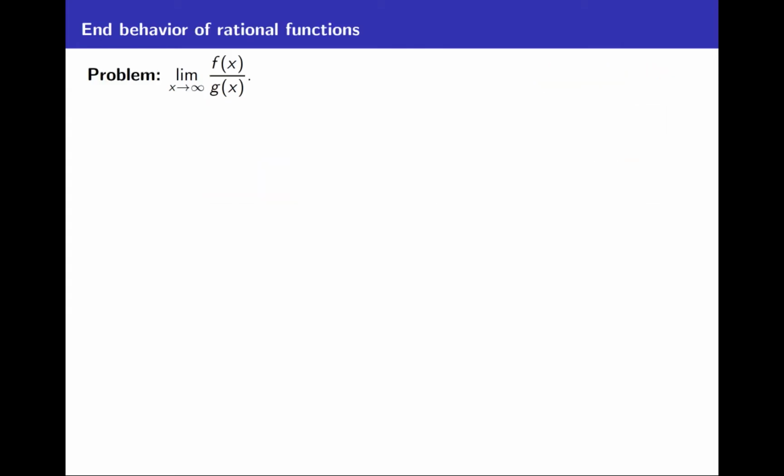We're now going to talk about the end behavior of rational functions. So the problem here is going to be to look at the limit as x goes to infinity, or maybe negative infinity, of a rational function f of x over g of x. Meaning that f of x and g of x are just polynomials. A rational function is a quotient of 2 polynomials. These kinds of limits come up often, and on this page, I'll tell you how to deal with them.